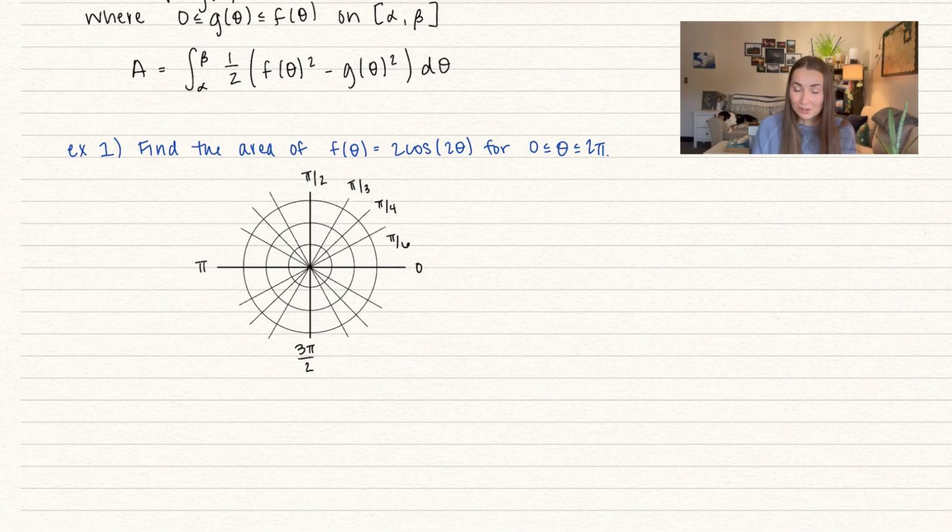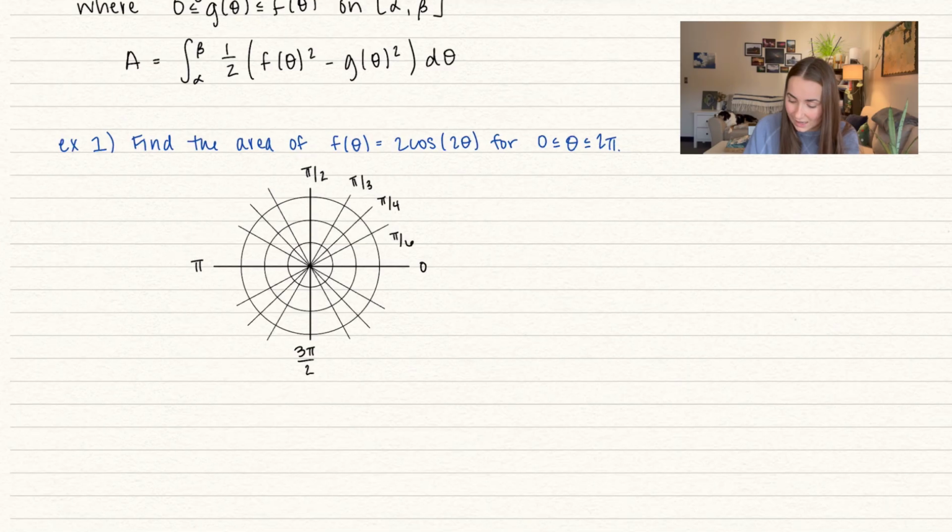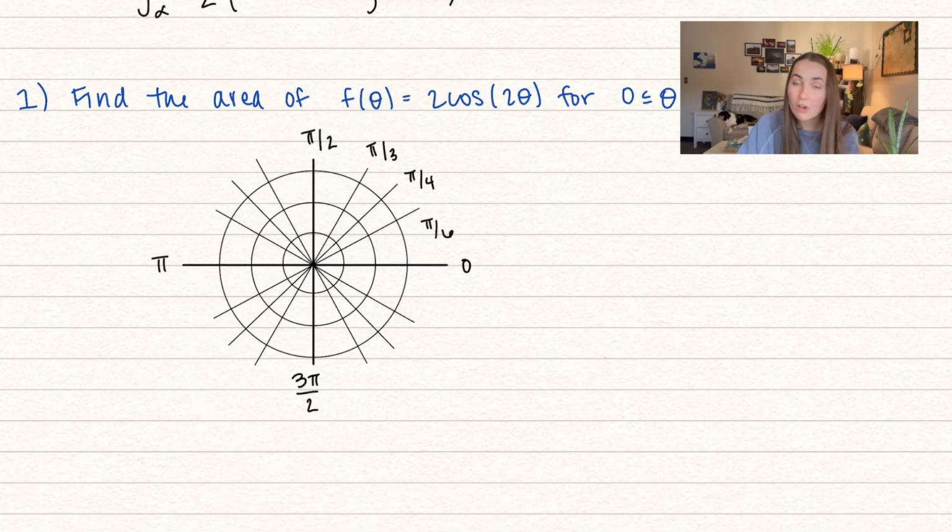The first thing we got to do is draw this out. So this is a cosine, which tells me that all of my petals are going to happen along the main axes, and it's 2 cosine of theta. So I know my petals are going to go out to a radius of 2.